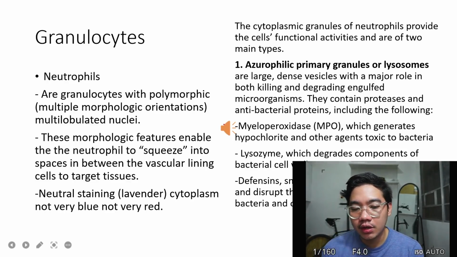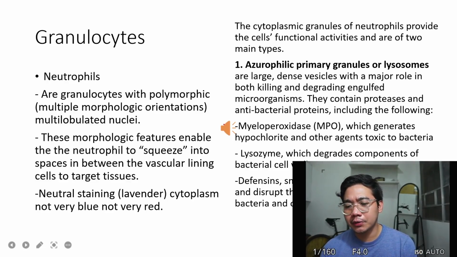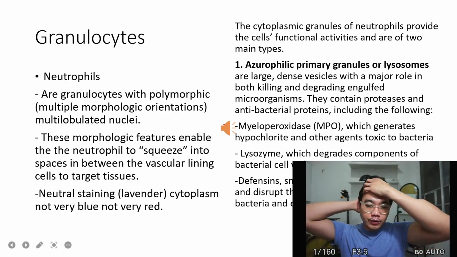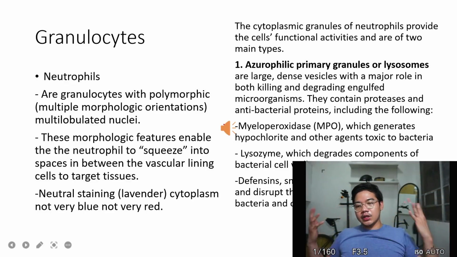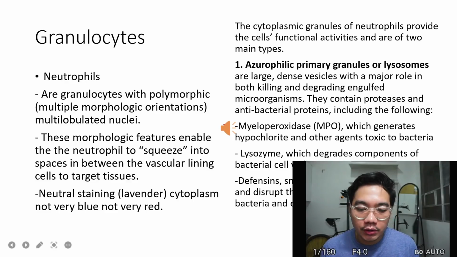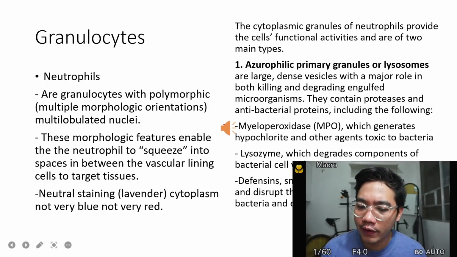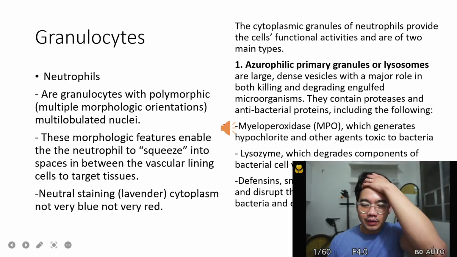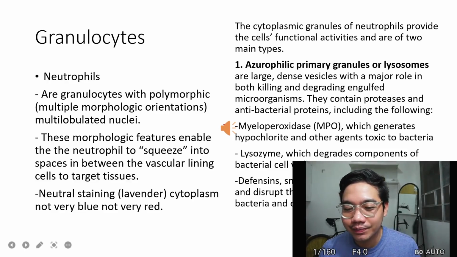So the granulocytes, going back to the neutrophils, are polymorphic, no? Multiple morphologic orientations. Okay, they're very fluid, your neutrophils, no? So they can change their morphology to whatever they want just to get to the point and eat those bacteria. They're multilobulated nuclei, so it enables them to squeeze into the spaces. Neutral staining, lavender, lilac, not very blue, but not very red, no? So, usually, it's difficult to see under the microscope.